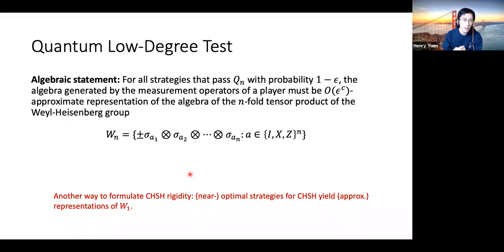I mean, okay, so technically what happens is you find some local isometry, and you apply it to the state. You apply this isometry to what happens when you apply these operators on the state. This should be close to applying these Weil-Heisenberg operators on the maximally entangled state of dimension 2 to the n. And it's on these states that these operators satisfy approximately the relations of this Weil-Heisenberg group.